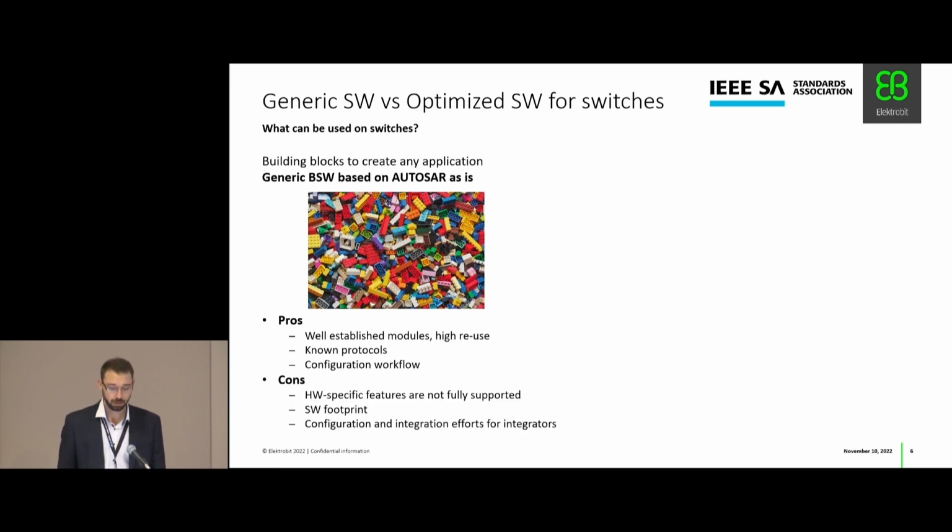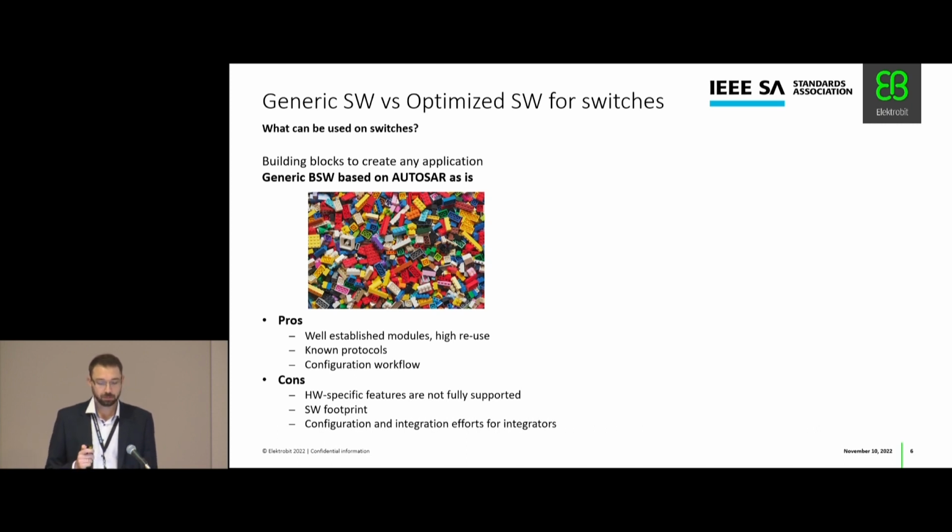However, the disadvantages here are that the hardware-specific features are not fully supported. Software footprint might be very high, remembering the constraints. And also the configuration and integration efforts for integrators. Because if you consider one ECU, and then suddenly, besides the microcontroller, you have also an AUTOSAR basic software on your switch, it means you have to do 2 times the integration projects.